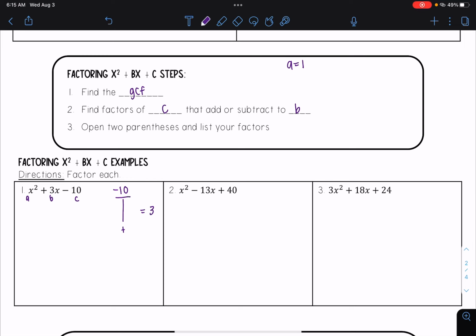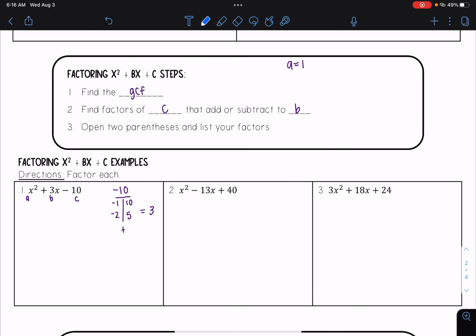So I'm going to list some factors here. So first I need to think through this. I see that I'm multiplying to negative 10, so my 2 numbers have to be one positive, one negative, but I'm adding to a positive 3. So that means that my smaller number is going to be negative. So I know first that 1 and 10 multiply to 10, so I have negative 1 and 10. And then I also know that 2 and 5, so I have negative 2 and 5.